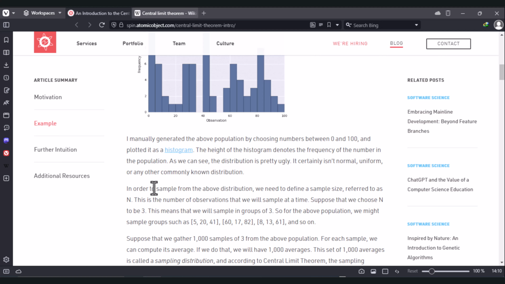So, in order to sample from the above distribution, we define the sample size, referred to as capital N. Suppose that we choose n to be 3. This means that we sample in groups of three. For the above population, we might sample groups such as 5, 20, and 41; 60, 17, and 82; 18, 13, and 61; and so on.